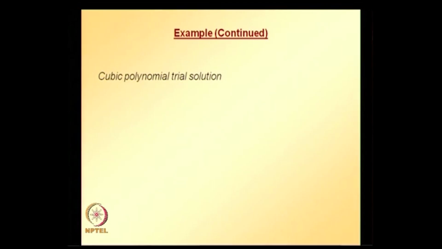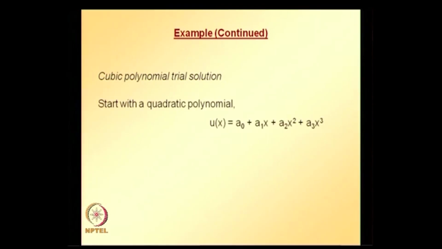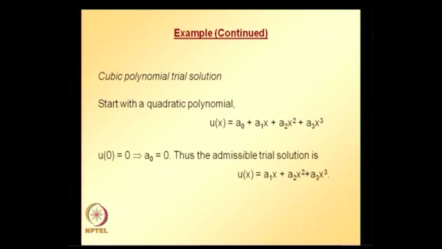So now what we will do is solve the same problem using a cubic polynomial trial solution. Let us see whether the small error that we observed in the derivative can be further reduced. So let us start with a cubic polynomial trial solution. You can easily guess that it is nothing but a0 plus a1x plus a2x square plus a3x cube. Okay. So now the first job is to make this admissible.